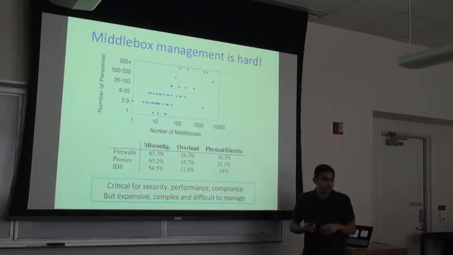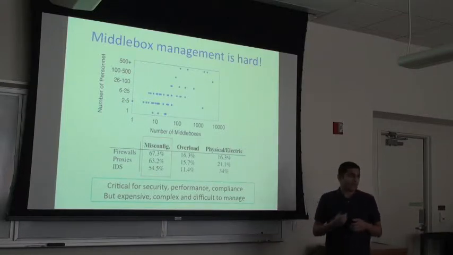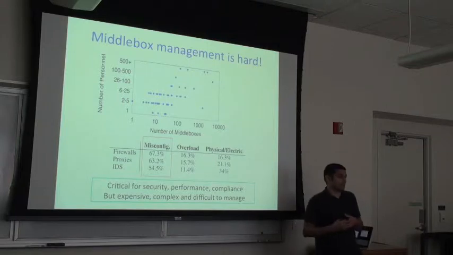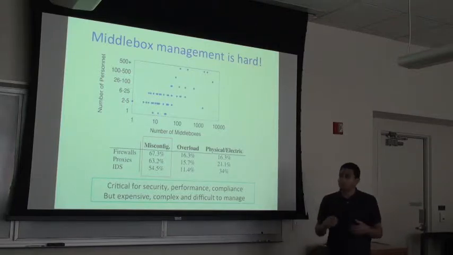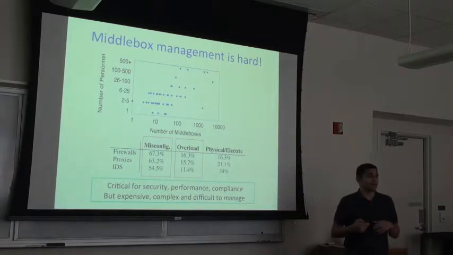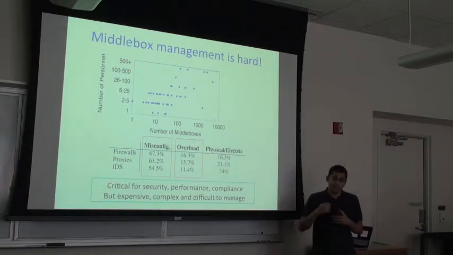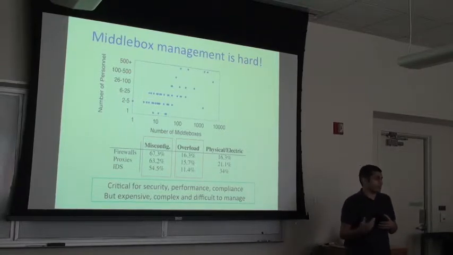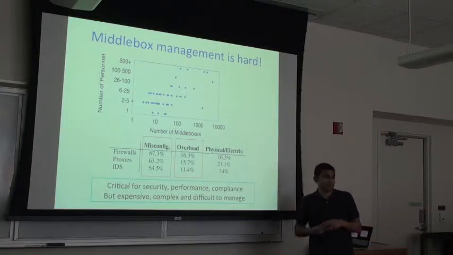And managing these middle boxes causes a lot of problems. For example, a lot of times these service chaining policies tend to be misconfigured because they have to set up sort of crazy static routes inside the network. A lot of failures are caused by middle box overload, because these middle boxes are not just simple switches. They're actually doing fairly deep packet inspection. They're doing sophisticated stateful processing. So overload causes a lot of failures.